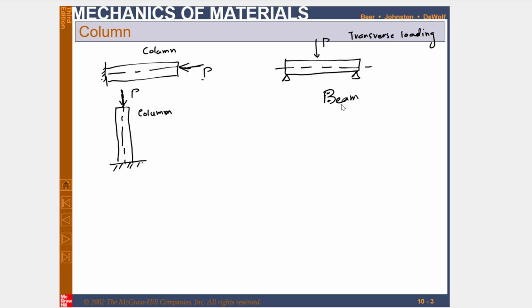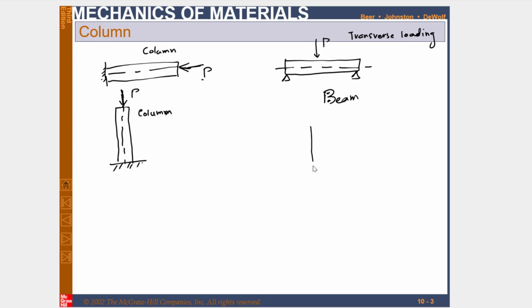Or a beam may also be defined as a structural member which supports bending moment, because due to this load there will be a bending moment. So a beam may be defined as the structural member which supports the bending moment, or in which the load is perpendicular to the axis. They are called beam. So this is the example of beam.